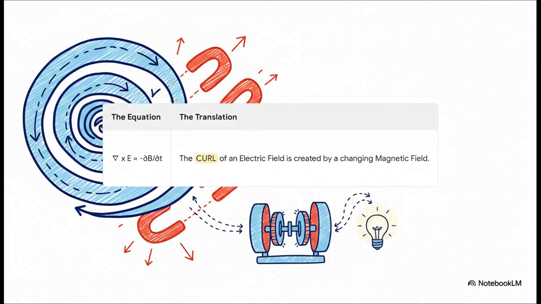This time, we're asking the electric field about its curl. It's swirling around. And the answer is just incredible. A swirling electric field is created whenever you have a magnetic field that is changing over time. And this isn't just some abstract idea. This is literally the engine that powers our entire modern world. Every single electric generator, from a giant dam to a power plant, works by using a changing magnetic field to create a swirling electric field. That is how we get power to our homes.